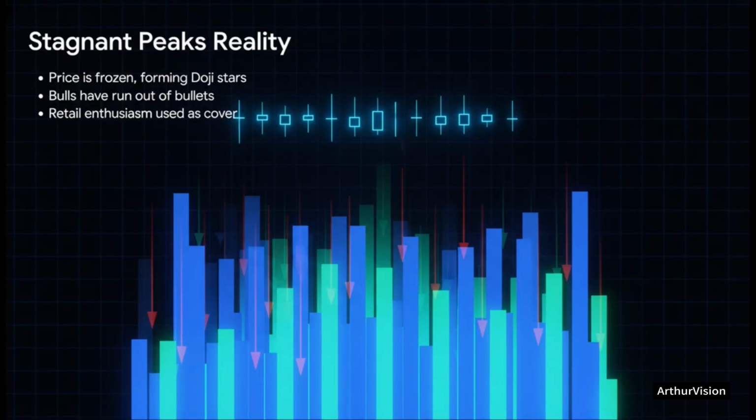The reality of these stagnant peaks is highly deceptive. Theoretically, massive volume at historical highs should just propel the price straight up, right? But when the price is frozen, forming tight, motionless doji stars, the data is irrefutable. The bullish momentum is totally exhausted. The bulls have run out of bullets. What you're witnessing here is distribution. This massive volume is basically a facade engineered by institutional money. They are deliberately retreating, utilizing the buying enthusiasm of retail investors as liquidity to quietly unload their own positions.